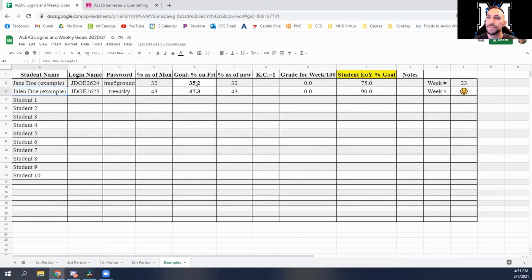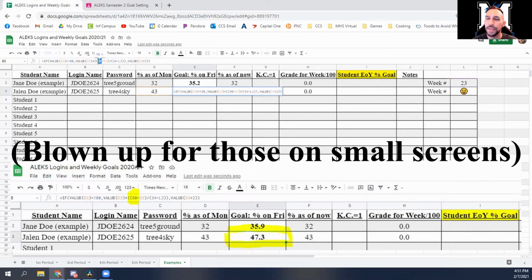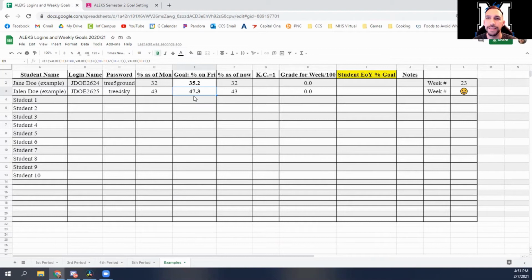And I have written some goals for them. Now, you won't have anything here. These will be blank. But you can find the goals that I've written for you. If you click this column, the goal percentage on Friday, the thing you dread, the thing you want to get to so desperately so you can finally be done with ALEX for the week, click that. And then both of these look very similar, except for one value. It's the value right here, this 90. Now this 90 is the percentage that I've decided that Jalen could probably get to realistically by the end of the year. In other words, he could finish 90% of Algebra 1 in ALEX by the end of the year.